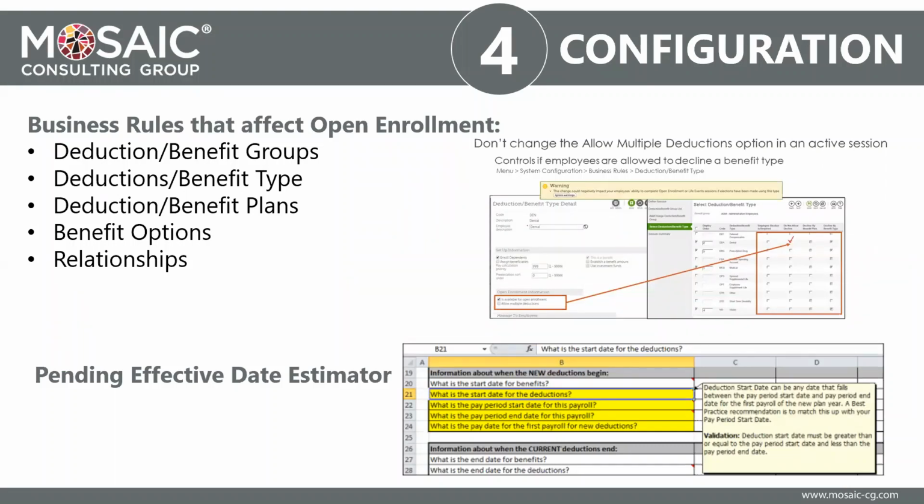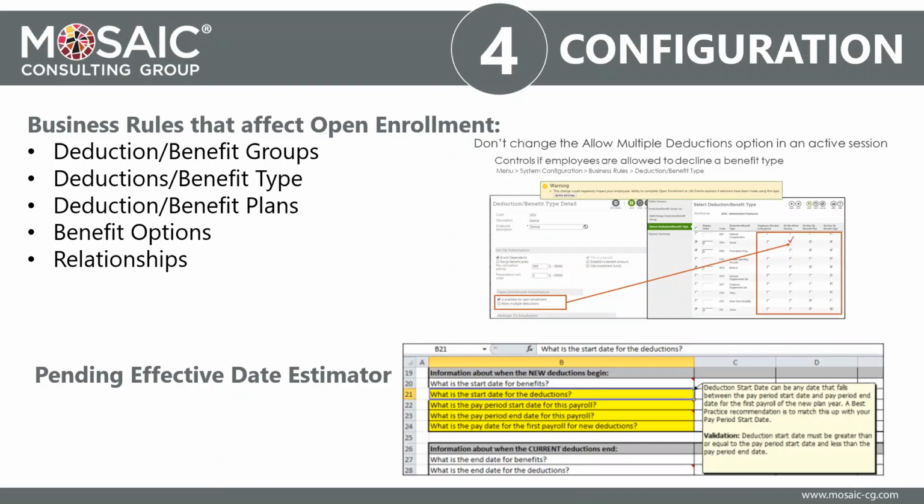Okay. So the business rules that you need to review before you configure are the deduction benefit groups that have the specific plans tied to them. It'll tell you which deduction plans an employee is eligible for based on the group they're assigned to. Your deduction benefit types, that's what we were just reviewing, you can set each type to either be available for open enrollment or not. And you can set up messaging for each deduction type, which will show at the top of the page for your deduction type. That's what I was saying, the allow multiple deductions flag is critical on here.